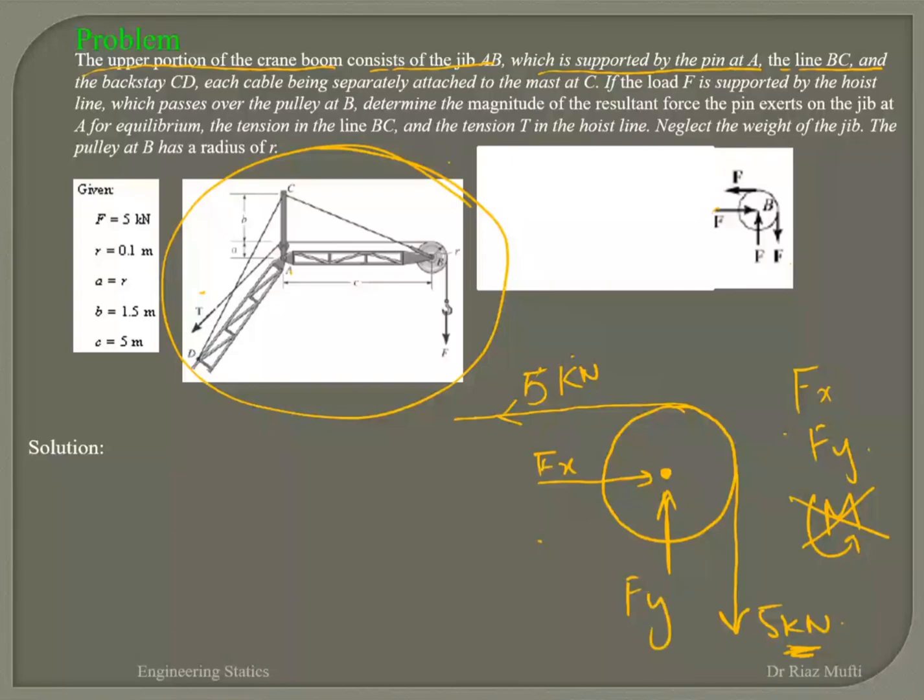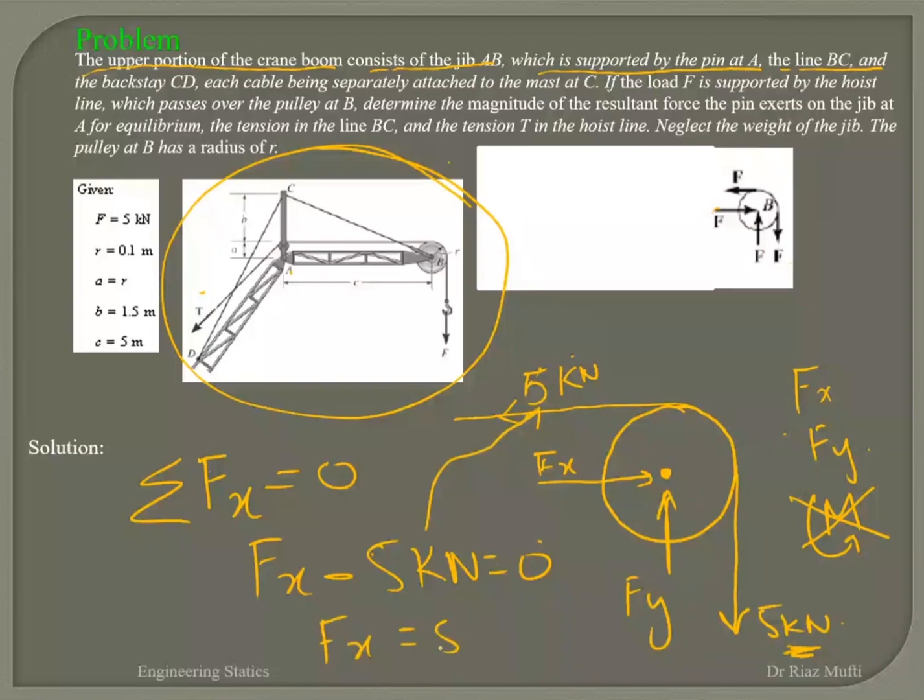Now I'll do sum of all the forces along X, which means sum of Fx is equal to sum of all forces equals 0. So Fx minus 5 kilonewton equals 0. This 5 kilonewton is this one, opposite direction, so you got a negative sign there. So therefore your Fx comes out to be 5 kilonewton. In the very similar fashion, you get your Fy out. Is that clear now? Yes, sir.